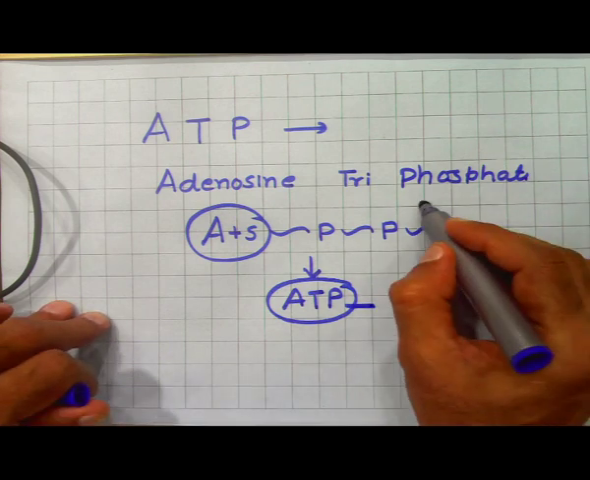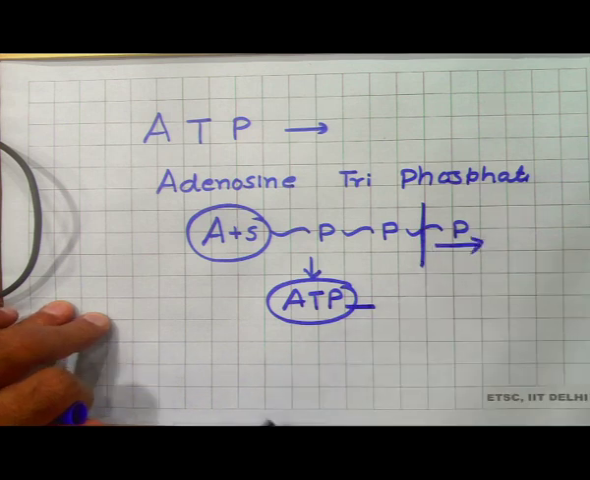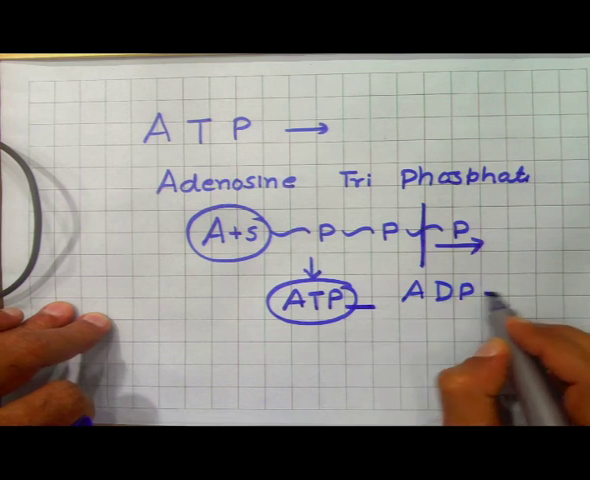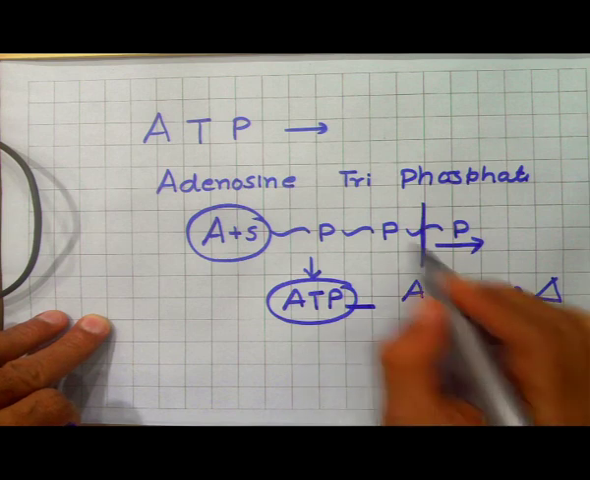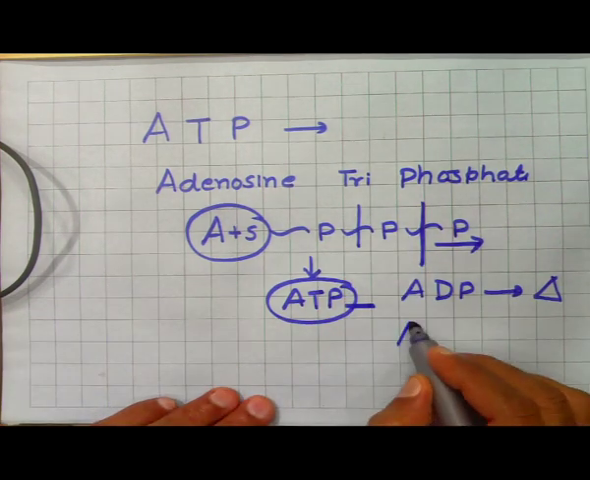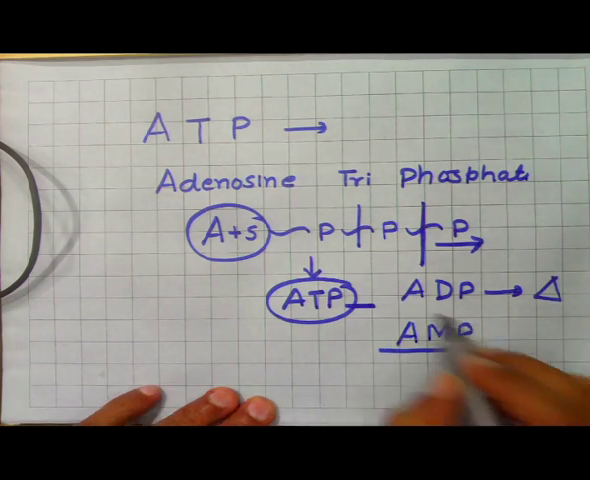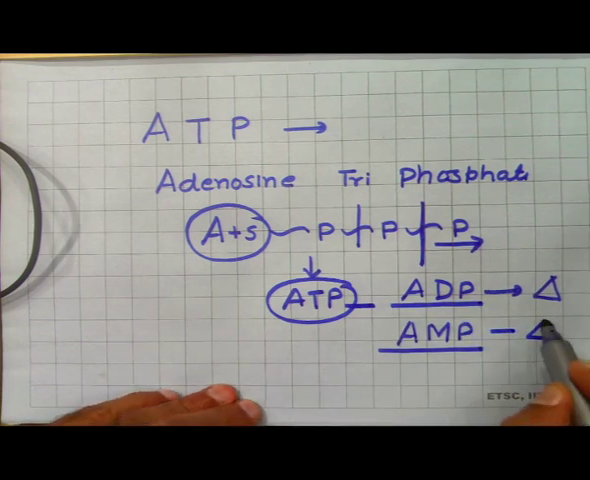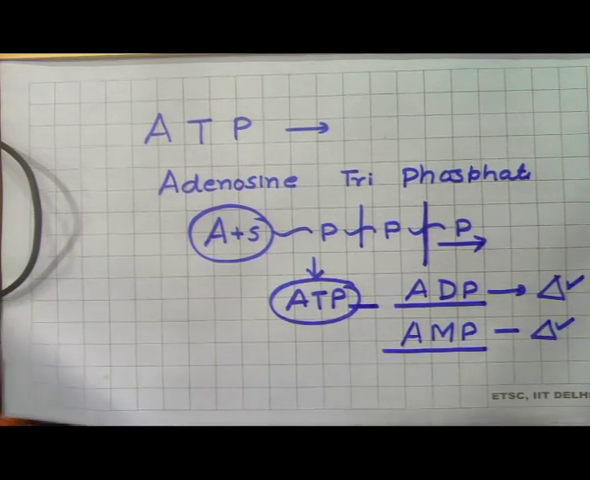When one phosphate is released from ATP, it forms ADP and releases energy. And when the second phosphate group is broken off, it forms AMP, that is adenosine monophosphate. This one is adenosine diphosphate, and it also releases energy. This energy helps in various metabolic activities.